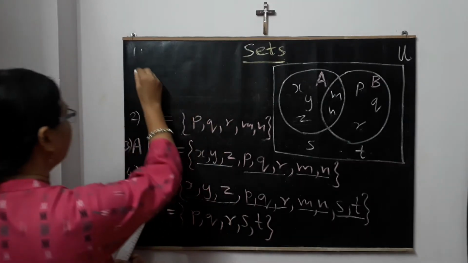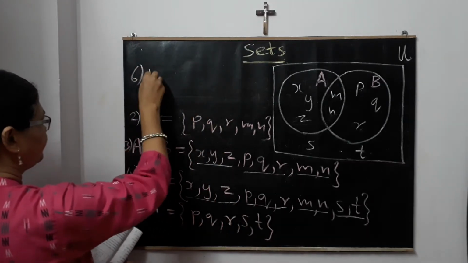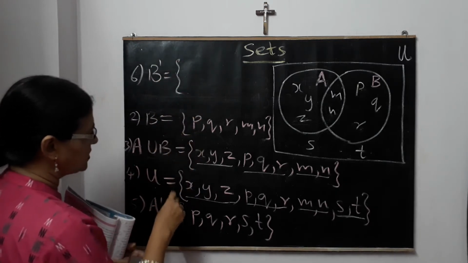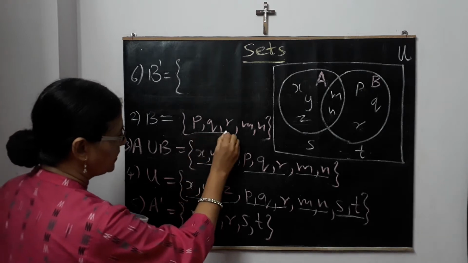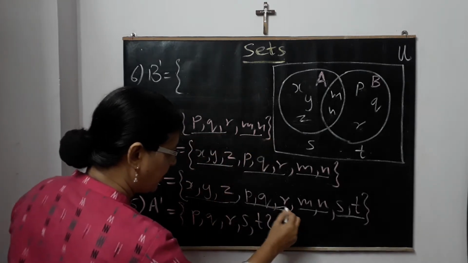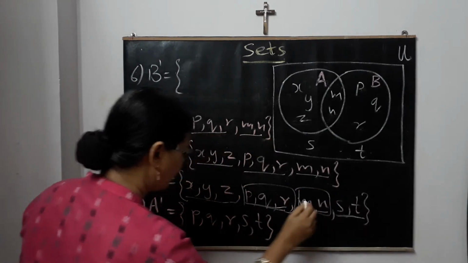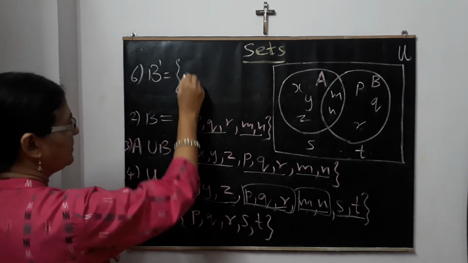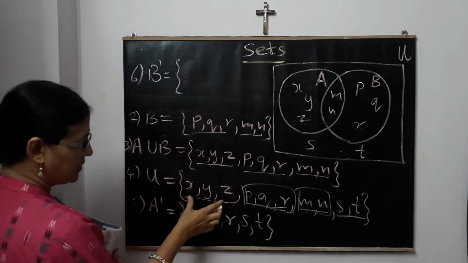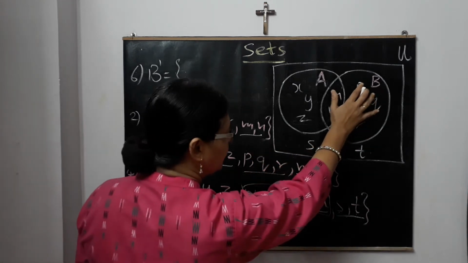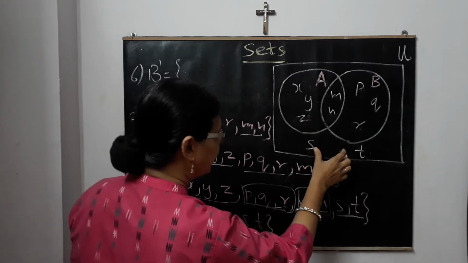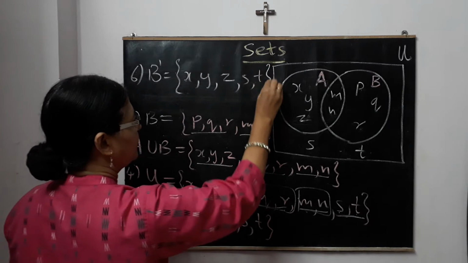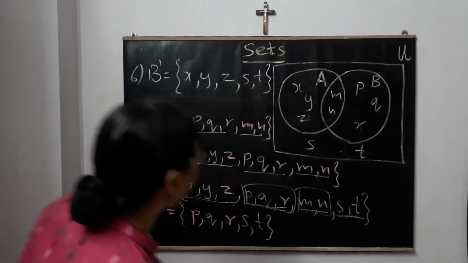Then the next one they have asked you is B complement. So how to find out the B complement? That is the sixth question. Again, compare your B set and your universal set. Which are the elements in B? p, q, r, m, n. So here is p, q, r, m, n. Gone. Which are the remaining? x, y, z, s, t. So you will write, other than B, whatever remaining are coming. So this is the B set. Other than that is x, y, z and s, t. x, y, z, s, comma, t. Close the bracket. So that is about the sixth one.